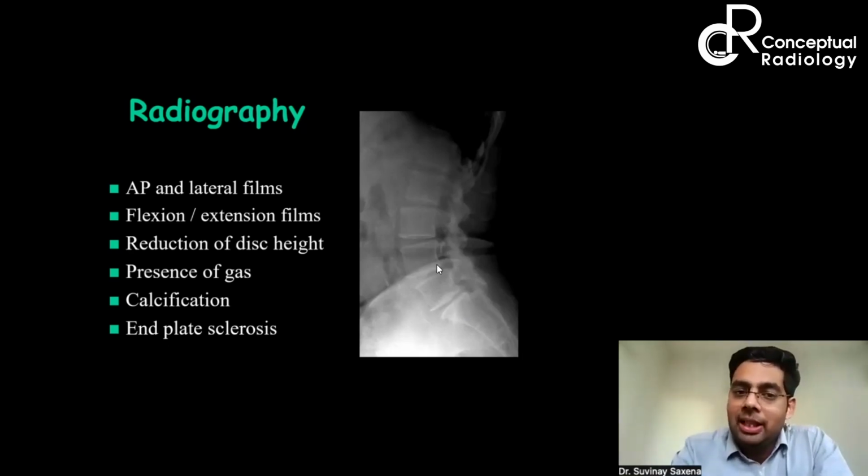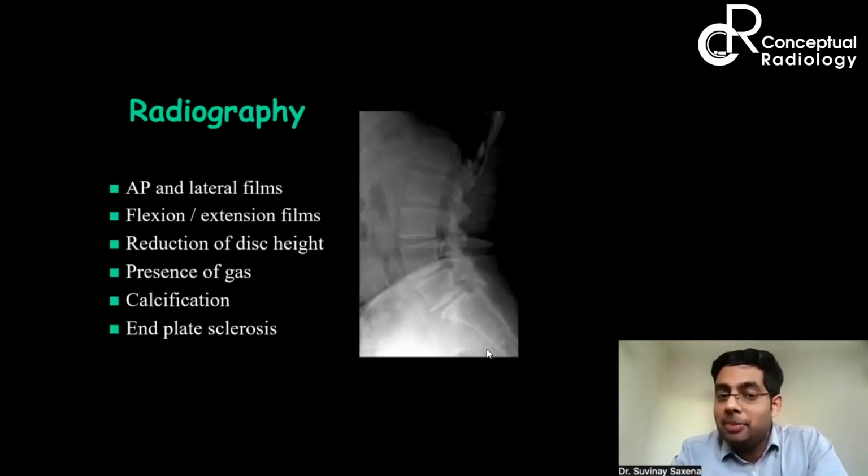Similarly, you can look for alignment on radiographs much better than MRI. Then you can have flexion extension films, which give you dynamic imaging possibilities.